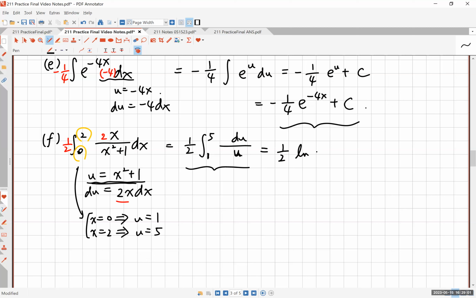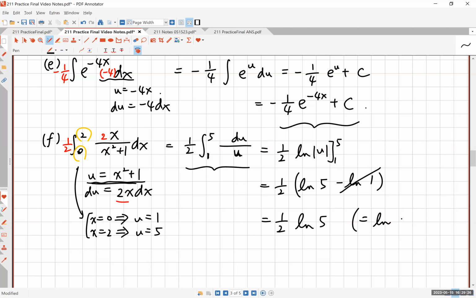So this will be the natural log of the absolute value of u, as u goes from 1 to 5. So this is the natural log of 5 minus the natural log of 1. And of course, that's just 0. So the answer is 1/2 times the natural log of 5. Of course, that is the same thing if you want to write this in different ways. It's the same as the natural log of 5 to the 1/2, which is the natural log of the square root of 5. Any of these answers will be accepted for part F.